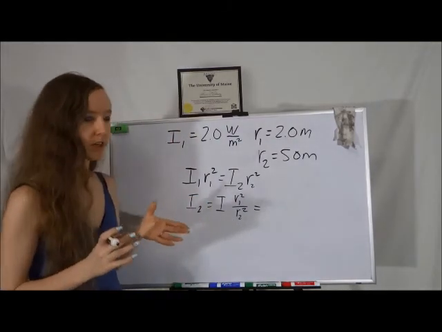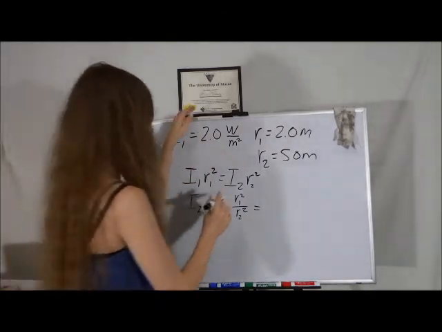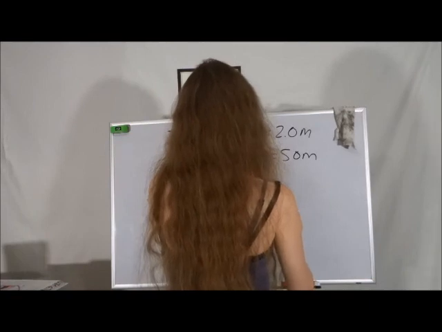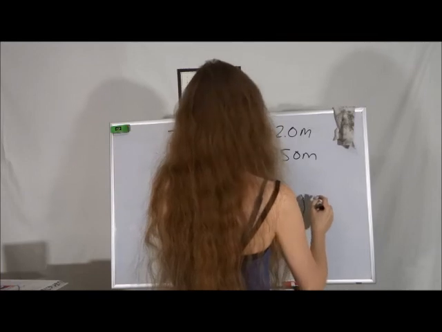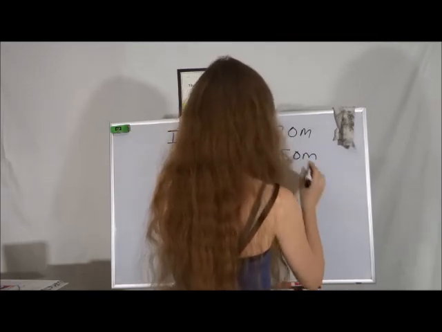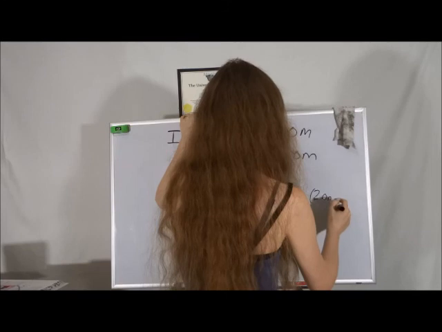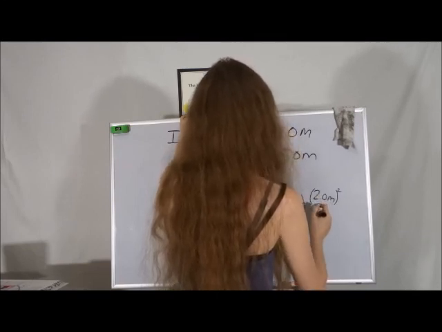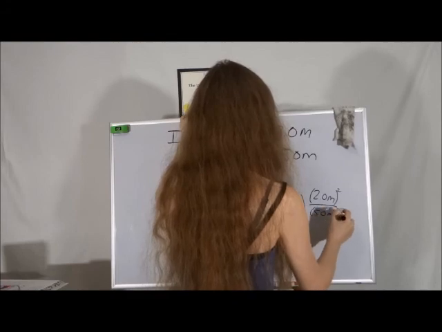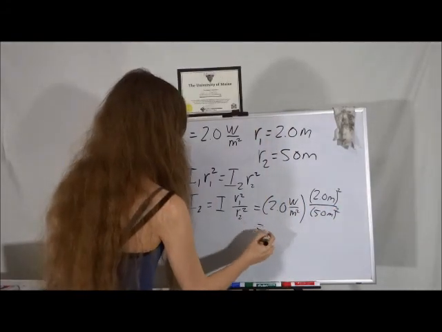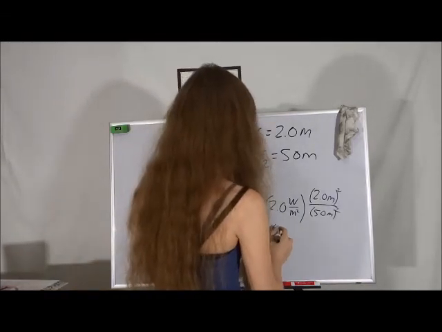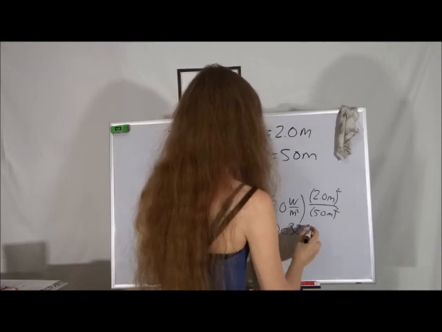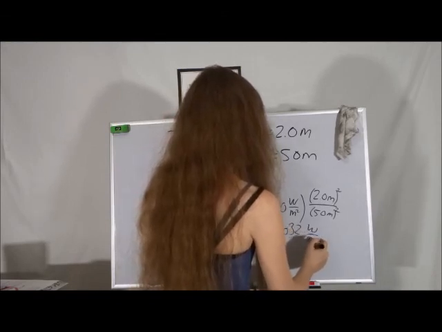And from here, we just have to plug in our known values. So we have 2 watts per meter squared. And then R1 is 2 meters, and we're going to square that. We're going to divide that by R2 is 50 meters, and that also gets squared. So if we plug this into our calculator, we end up getting that it's 0.0032 watts per meter squared.